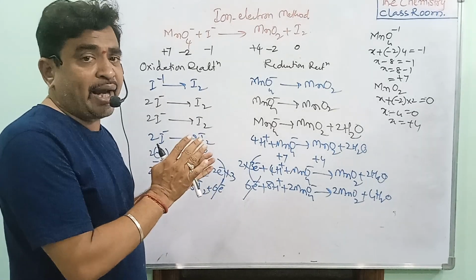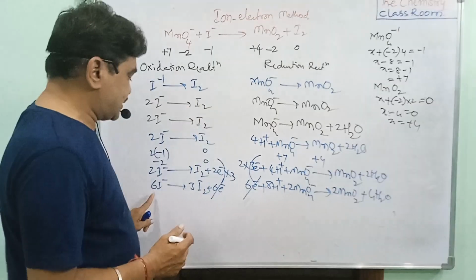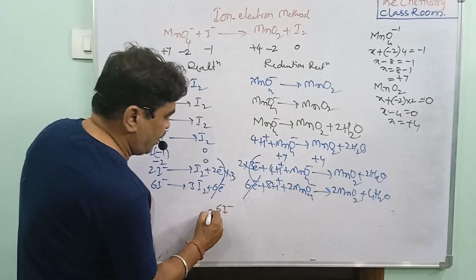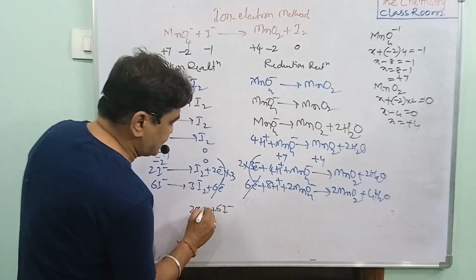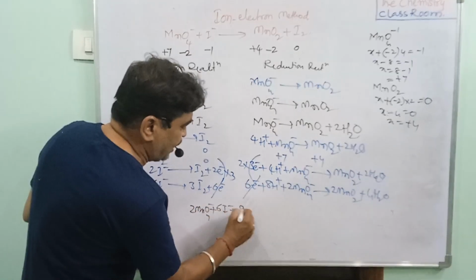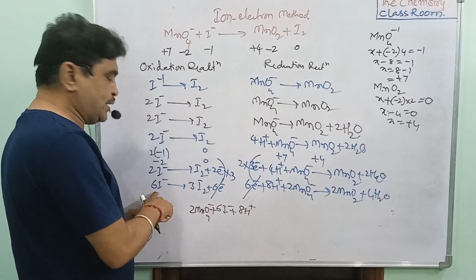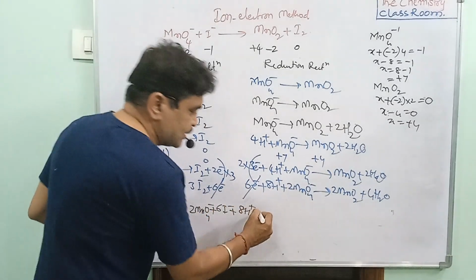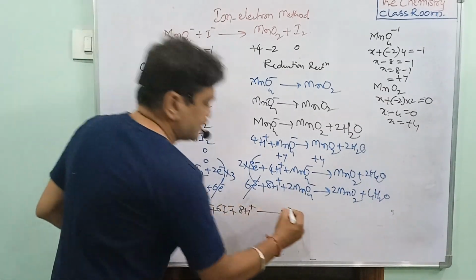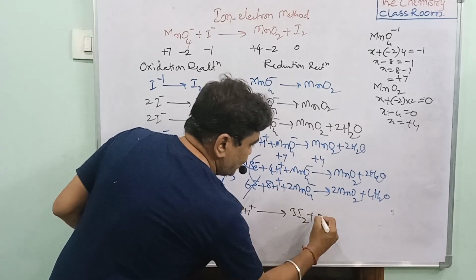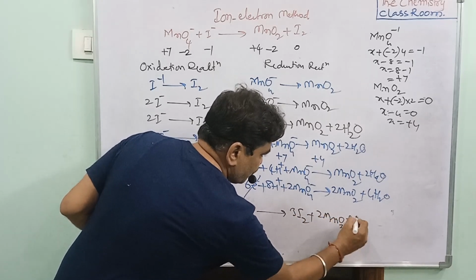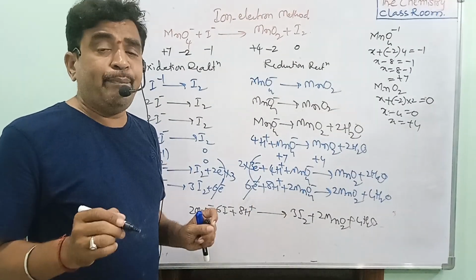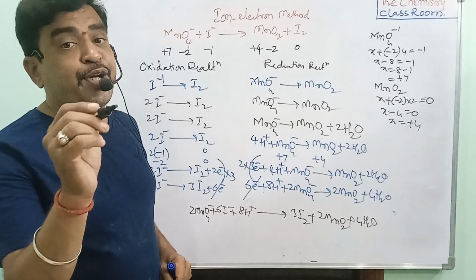Now I am adding these two equations. The reactants first I add, then the products. The reactants total 6I-, 8H+ and 2 MnO4-, that gives rise to the products, 3I2 plus 2 MnO2 plus 4H2O. Now this reaction is called the completely balanced equation, that is the stoichiometric equation.